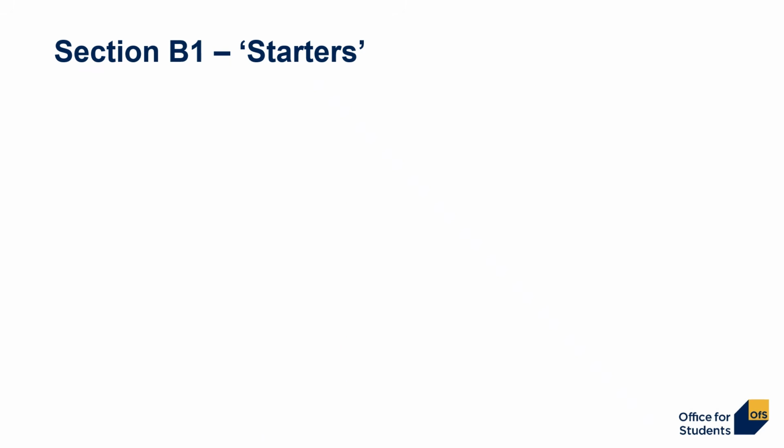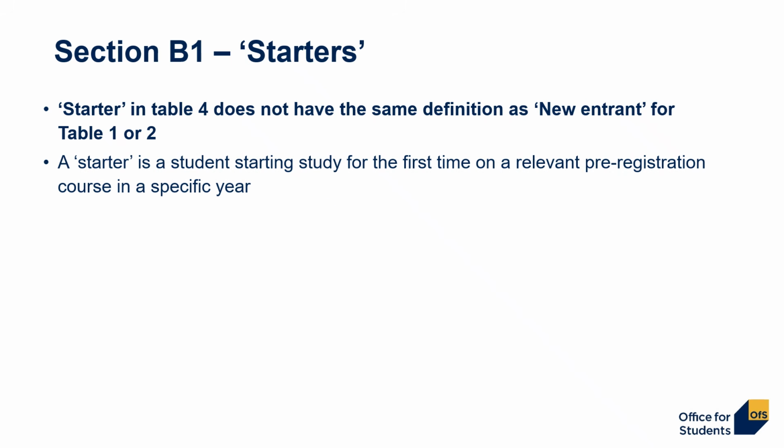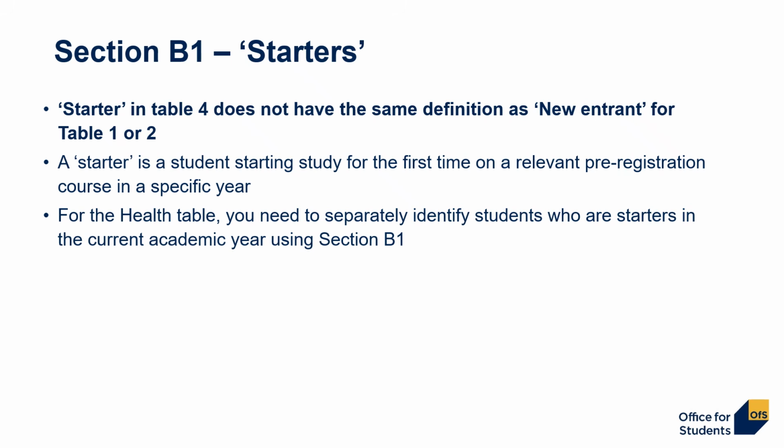We talked a lot about starters as one of the categories on Table 4, so it's important to note that starters here are not the same group of students as the new entrants that we described for Tables 1 and 2, although there is likely to be a lot of overlap. Starters on Table 4 are students starting or who started study for the first time on an eligible pre-registration course in that year. So you will need to identify these separately in the first column of Section B1 of Table 4. There may be some complications involving students that repeat a year or who transfer between different professions, so please see Annex H in the HESES guidance for full details.